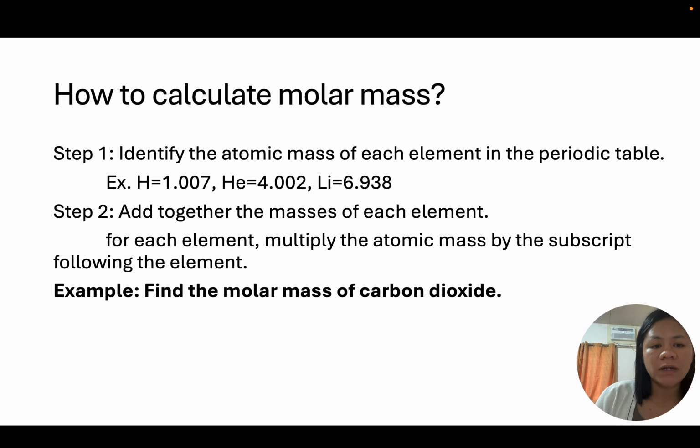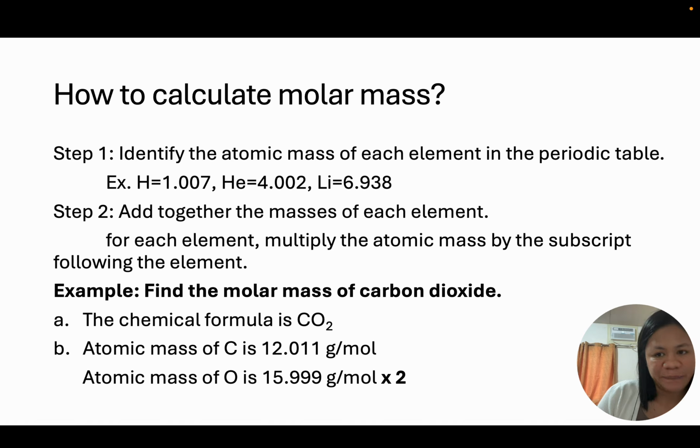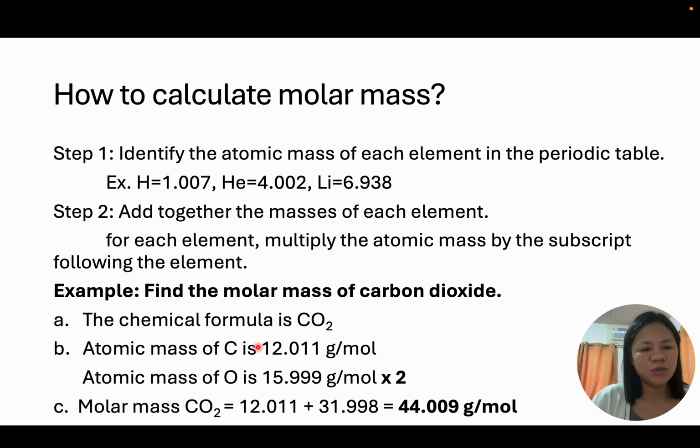So we have an example here, the carbon dioxide. So the chemical formula of carbon dioxide is, of course, CO2. So ang atomic mass ng carbon is 12.001. Ang oxygen naman is 15.999. So, since meron tayong dalawang oxygen dito, we have to multiply it with 2. So, simple lang yung pagkuha ng molar mass. So, molar mass, 12.001 plus 31, since 15.999, i-multiply natin sa 2, and we'll get the 44.009 na molar mass of the carbon dioxide.